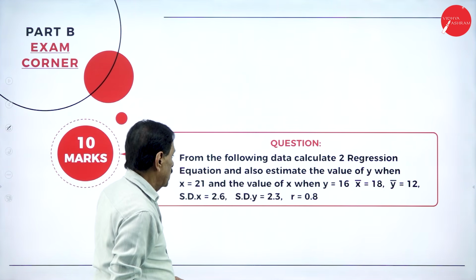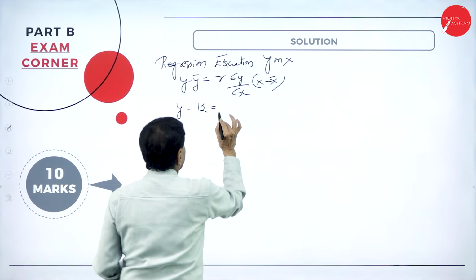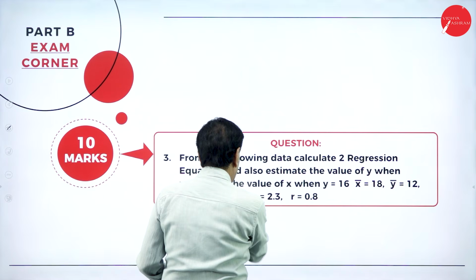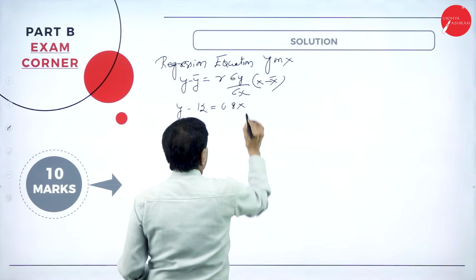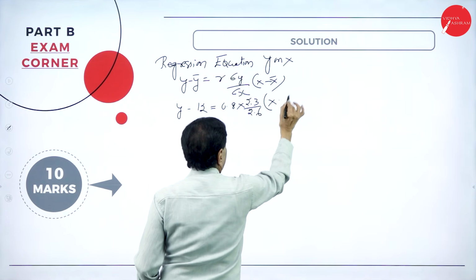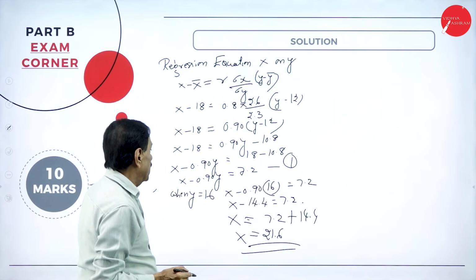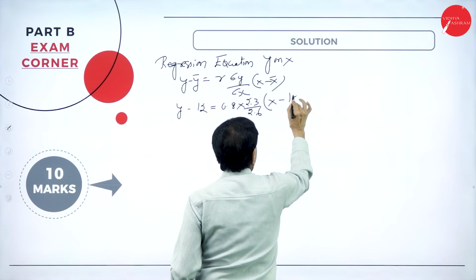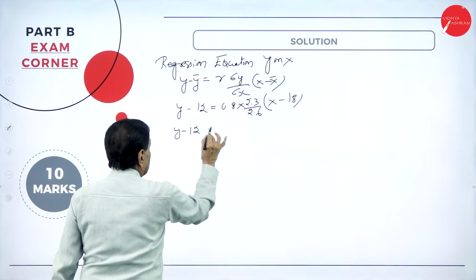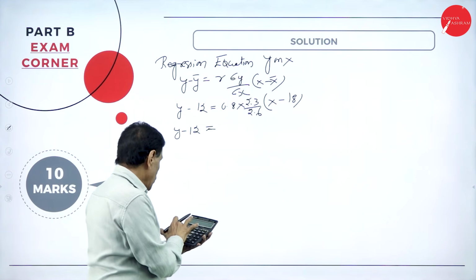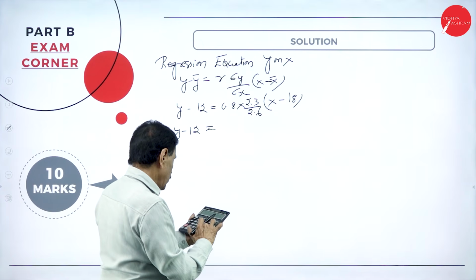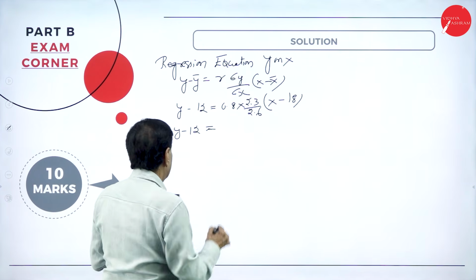What's your r? 0.8, into standard deviation y. Standard deviation y is 2.3, divided by 2.6 (standard deviation x), into x minus x mean. What's your x mean? 18. Simplify: y minus 12. Simplify this: 2.3 divided by 2.6 into 0.8.